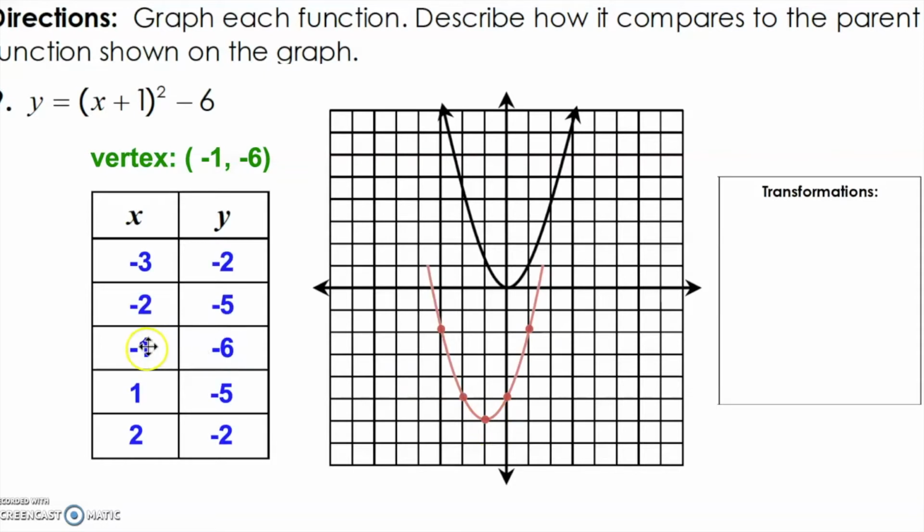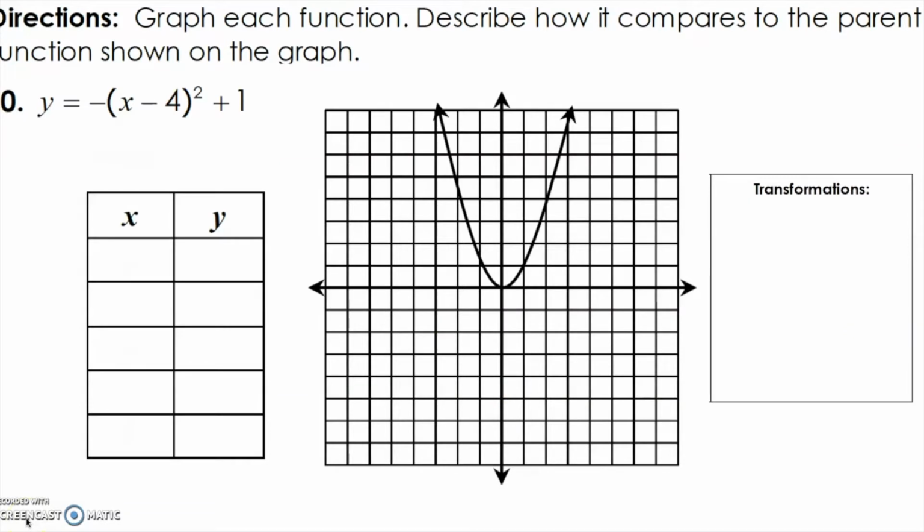We can see those values in the table that moved from the original. 0, 0 was our vertex. Our vertex moved to the left 1 and down 6. This point moved left 1 and down 6. This point moved left 1 and down 6. We're just shifting the parabola according to our h and k values. So our vertex tells us that we shifted to the left 1 and down 6.